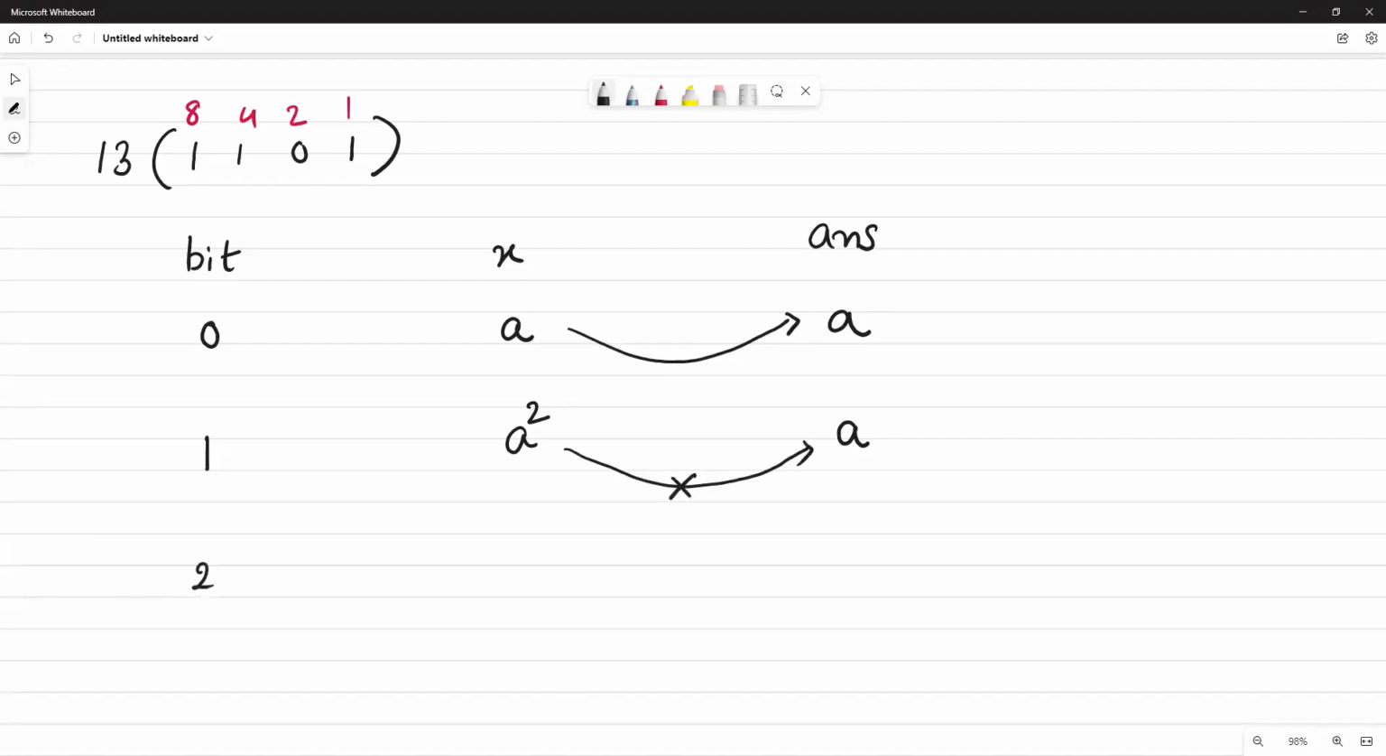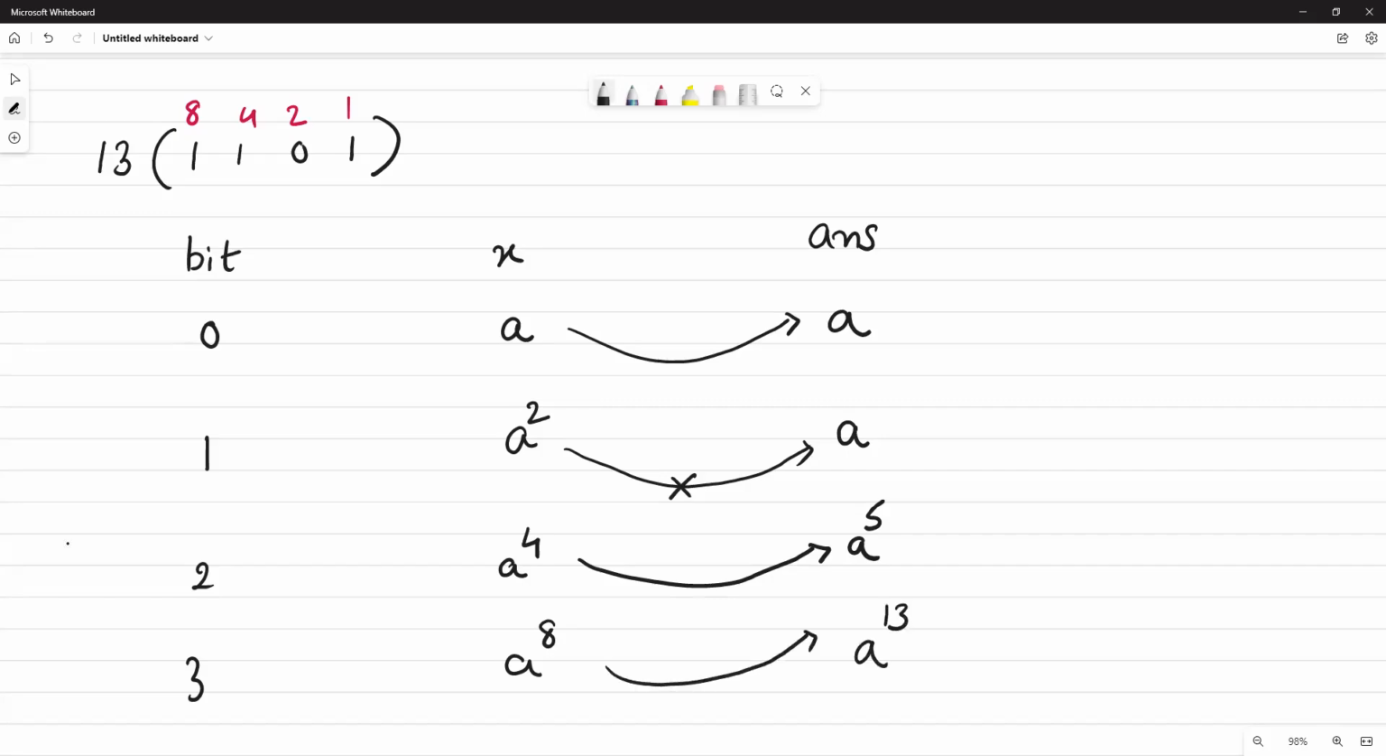After this, the second bit will make it a to the power 4. And now, should this a to the power 4 be included in your answer? Yes. So your previous answer was a, now it's going to become a to the power 5. Is your third bit set? Yes. So this is going to be a to the power 8. And now should this be included in your answer? Yes. So it's going to be a to the power 13. This is how you need to calculate.